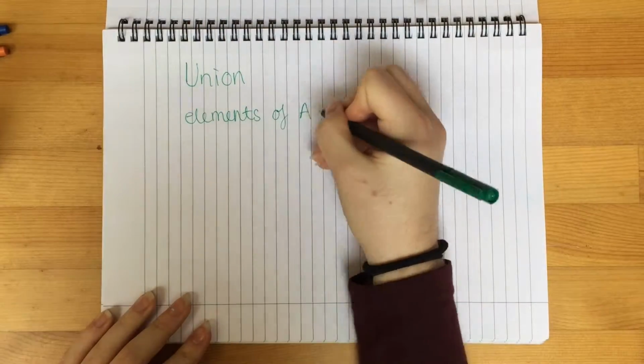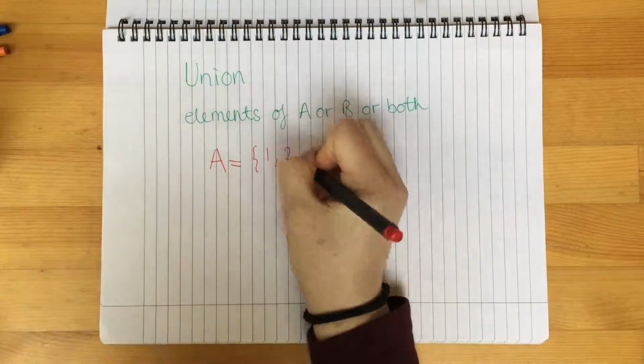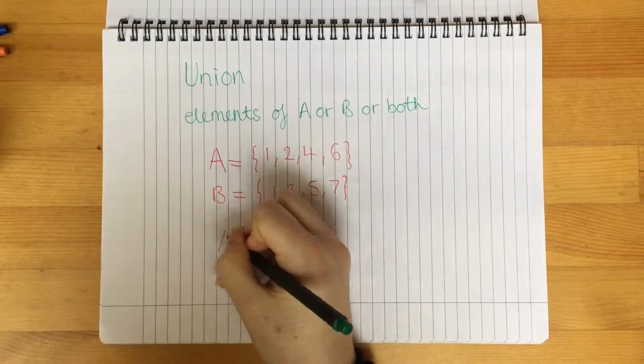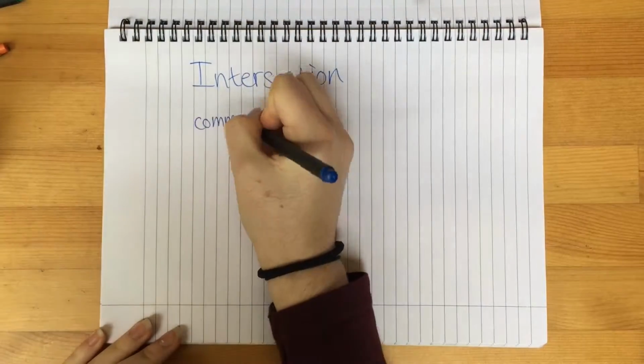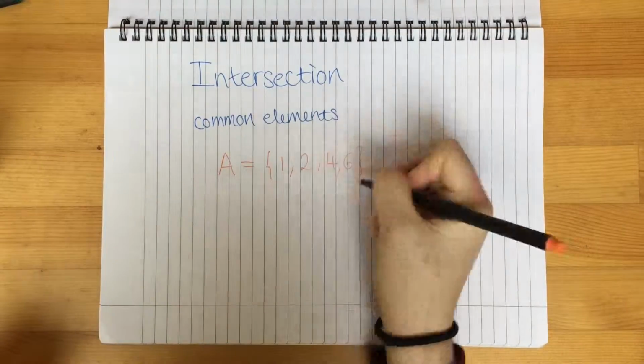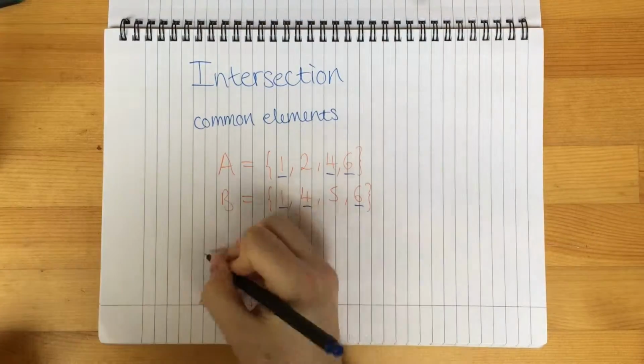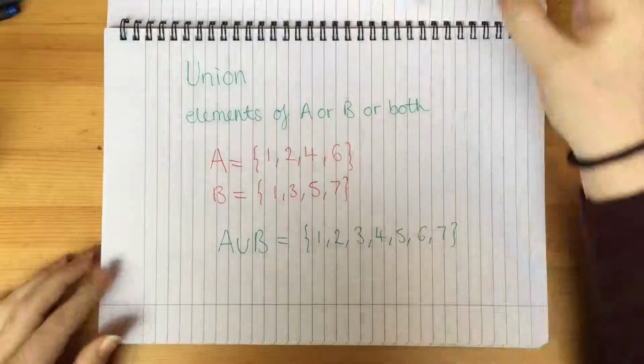The union of two sets, A and B, is the set of all elements that are in A or B or both A and B. The intersection of the sets A and B is the set of elements that are in both A and B, in other words, the common elements of A and B.